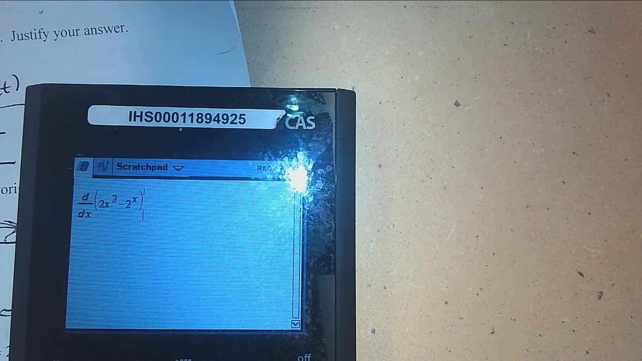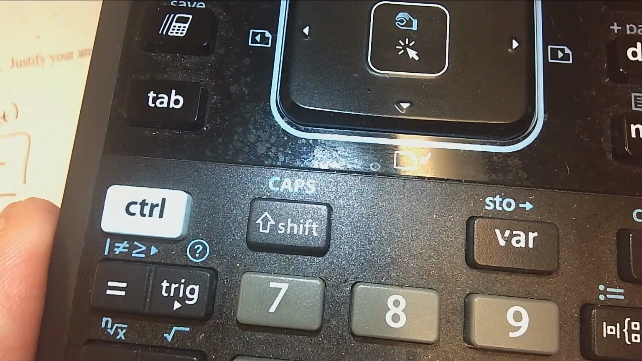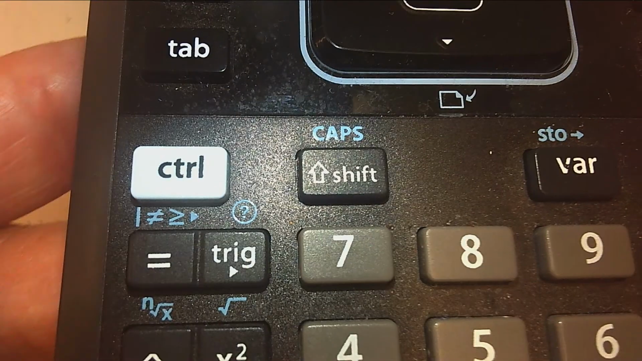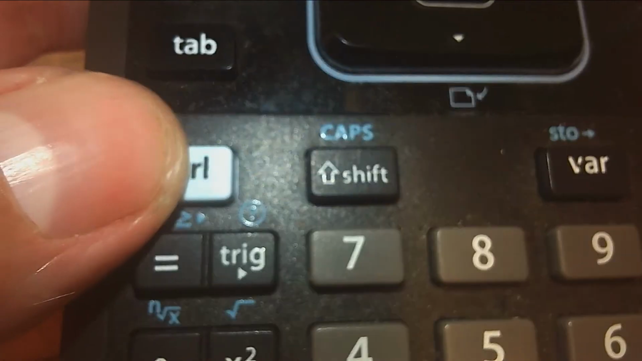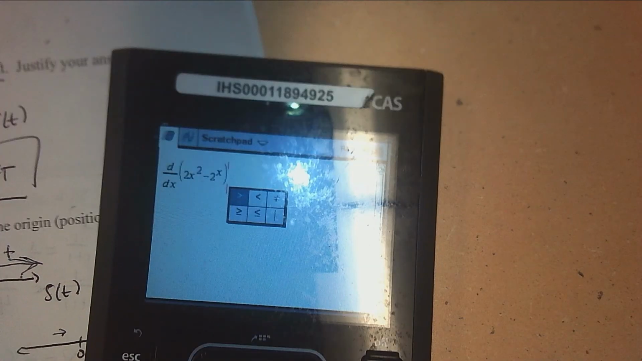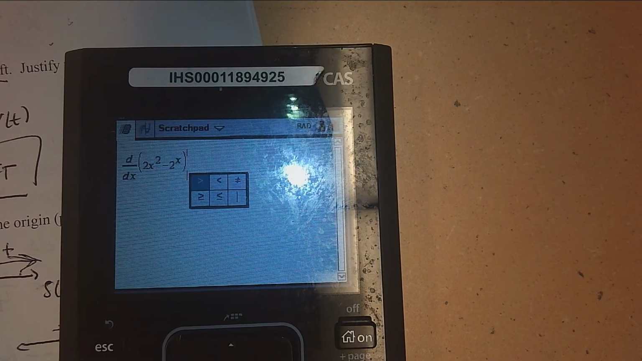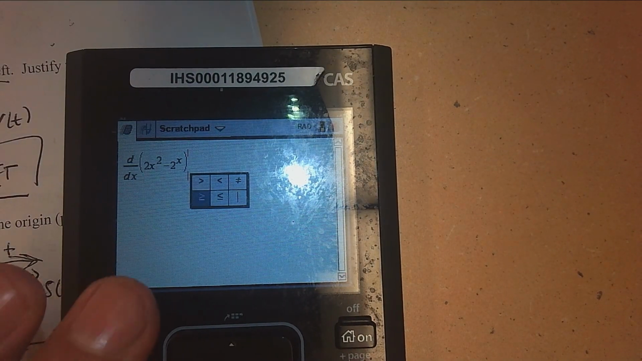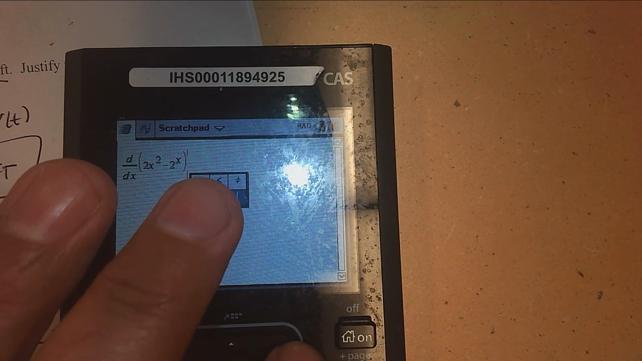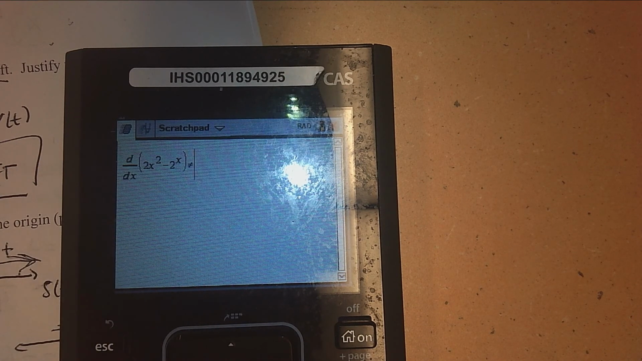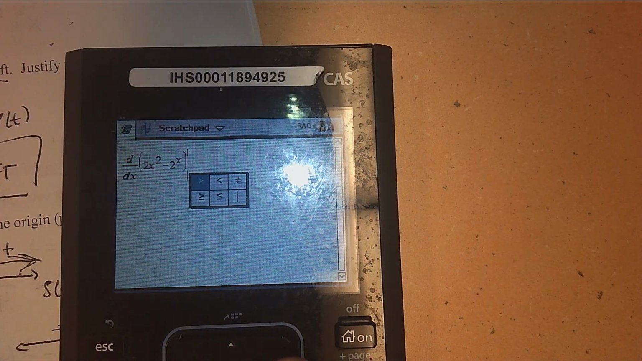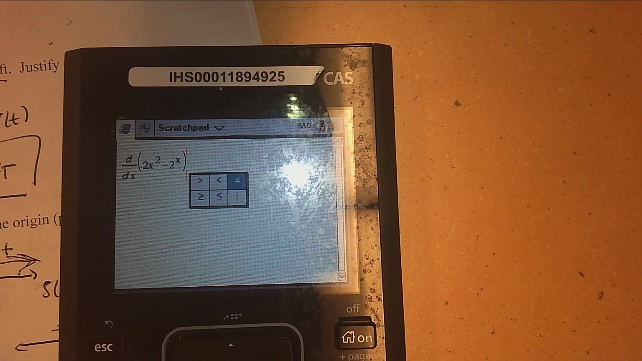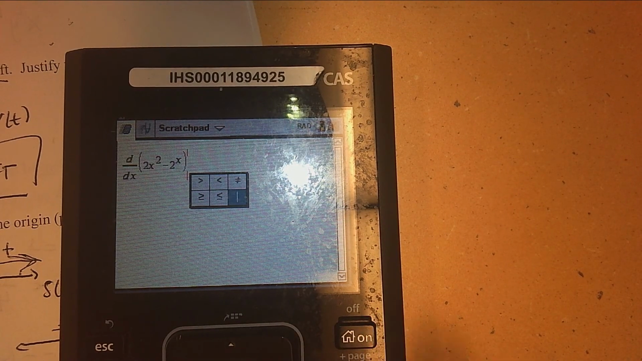And the button is the equal sign, but I'm going to press Control first. So I'm going to press the Control button and then equal. And then what pops up are 6 possibilities. The one that evaluates is that vertical line. So I'm going to move over to the vertical line, press enter. Oh, it did not give me what I wanted. Let's try it again. So Control equal, go over to the vertical line and press enter.